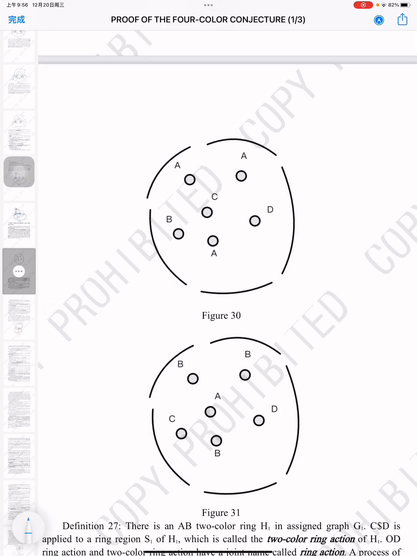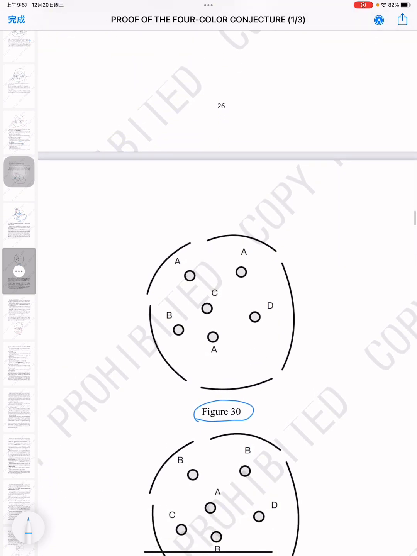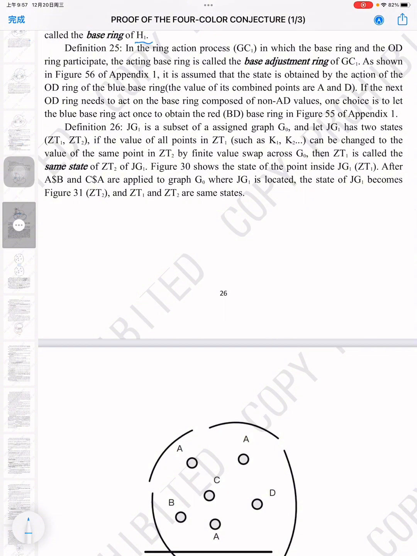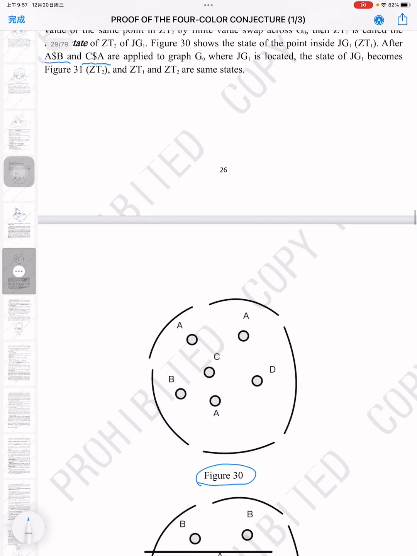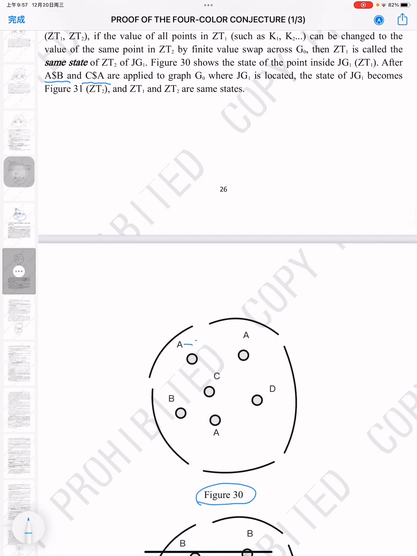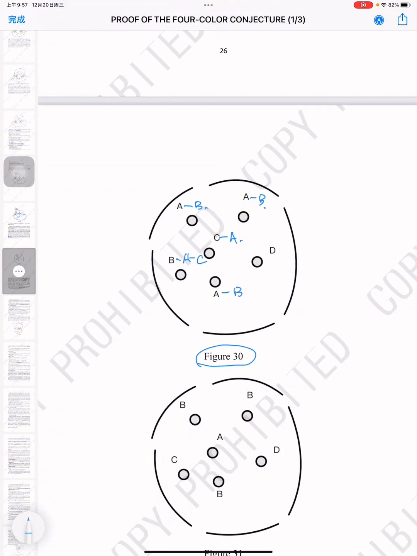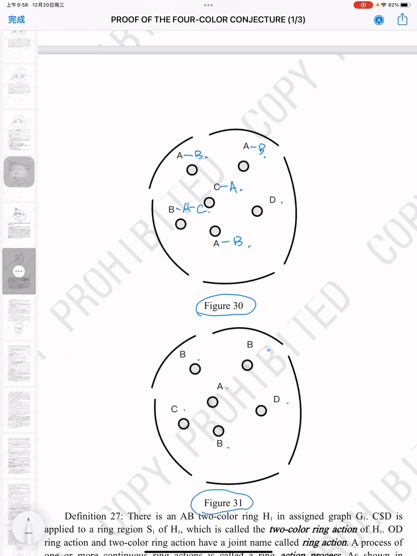So in the figure, we can see figure 30. It is under the operation of the following: AB swap and CA swap. We can see first we apply AB swap to figure 30, that is A to B, A to B, A to B, B to A. And then C is swapped, and we can see C to A, A to C. Yeah, we can see B, B, A, C, D, B. So figure 30 and figure 31 are the same as each other.